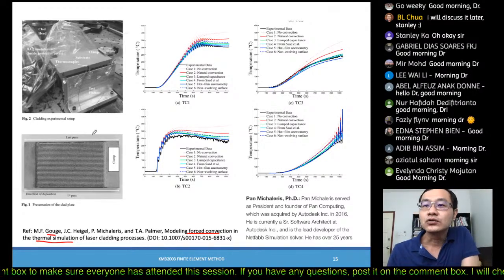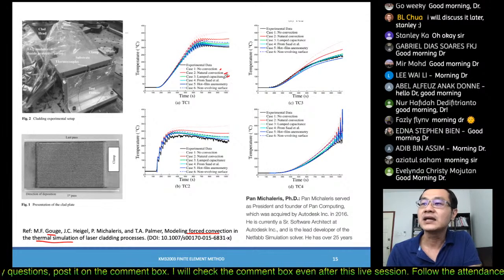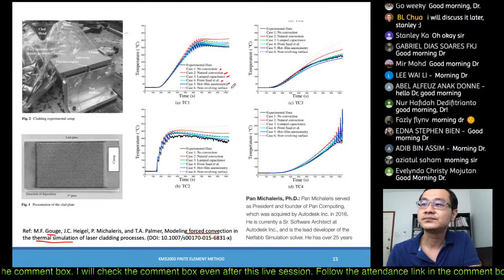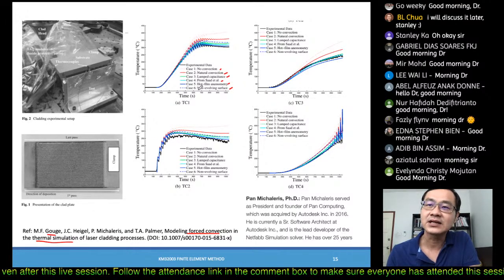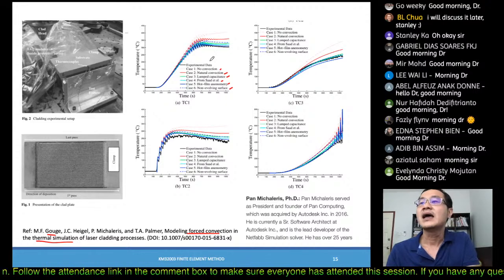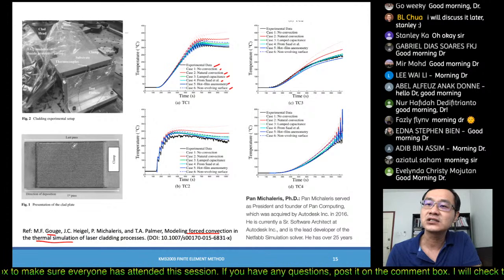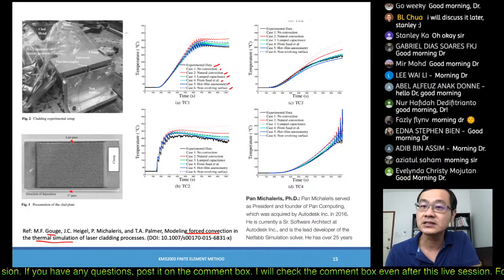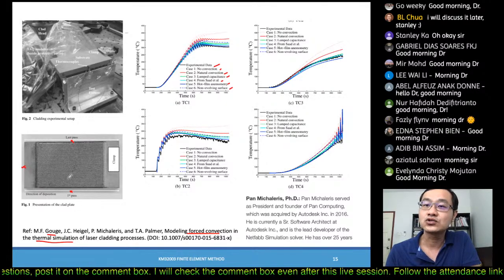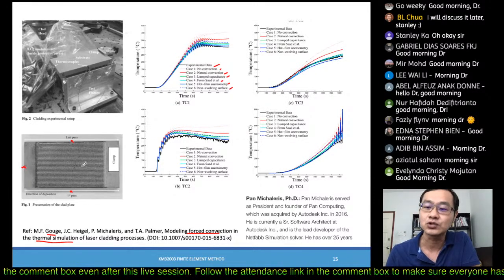What they do is they develop several models for how they can estimate the convections. They have 6 cases of how they estimate the convections and apply it in the software, and they run one experiment. In this experiment the temperature is measured using thermocouples at different locations, TC1, 2 and 3, and then another one at the bottom of the substrate.